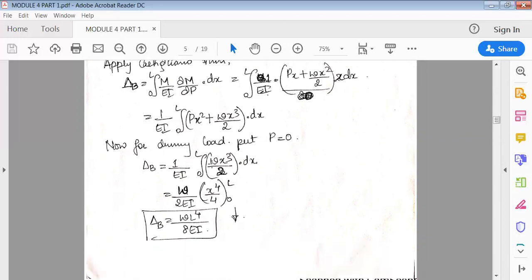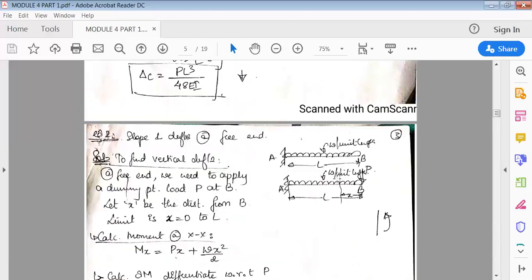So now let's solve this. w by 2EI is a constant, I'll take it out. So x cube becomes x raised to 4 divided by 4, from 0 to L. So it is now wL raised to 4 divided by 8EI. Here's the answer. This is the deflection of the beam when subjected to a UDL. Because there is no point load, we have deliberately induced a point load.